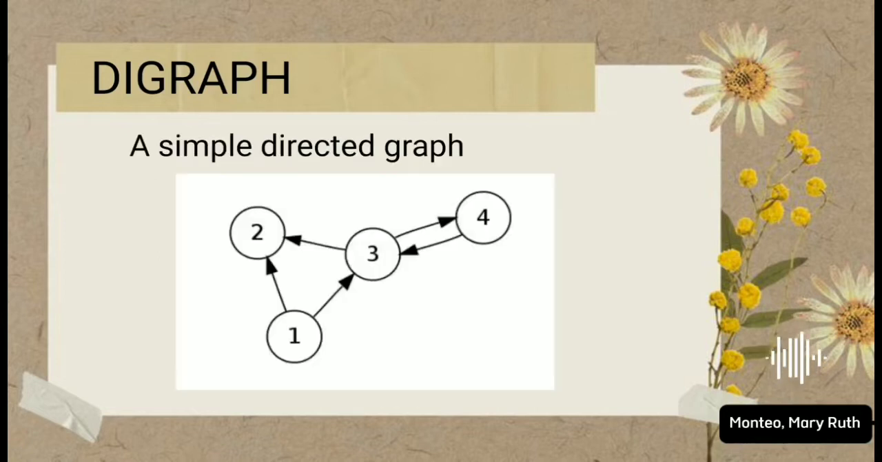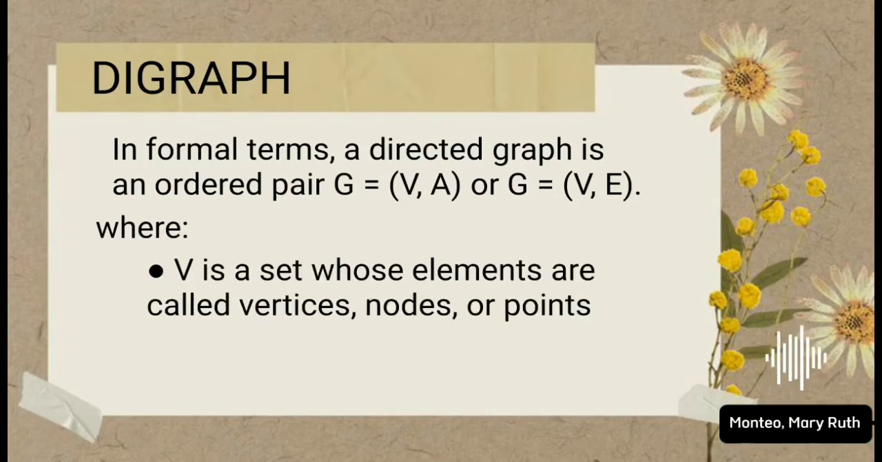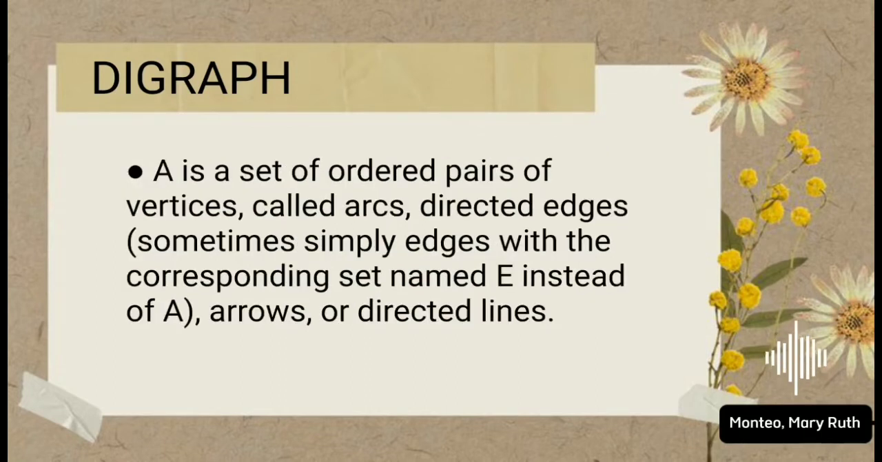Here is an example of a simple directed graph. In formal terms, a directed graph is an ordered pair, or more simply, a collection of vertices and edges. So we can say that the graph G is an ordered pair of the vertices and edges, where V is a set whose elements are called vertices, nodes, or points. And A is a set of ordered pairs of vertices called arcs, directed edges, or sometimes simply edges, with the corresponding set name E instead of A, arrows, or directed lines.